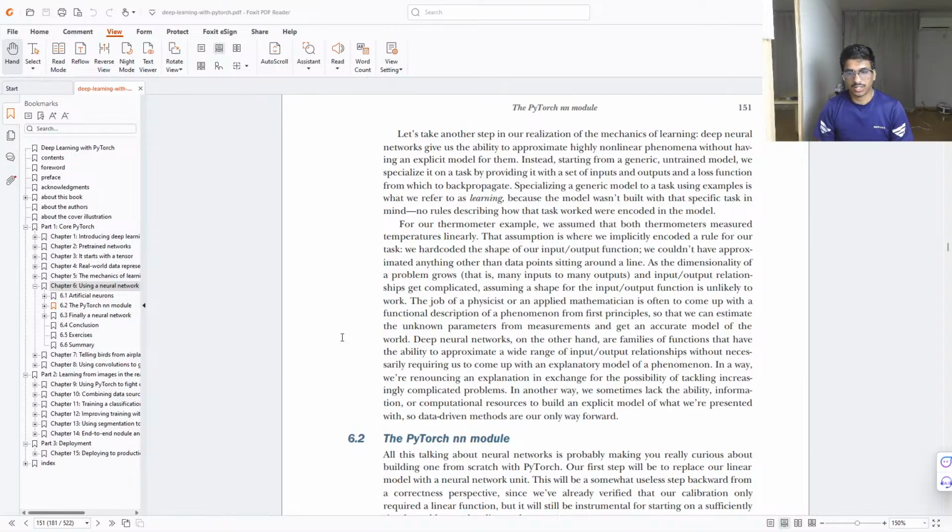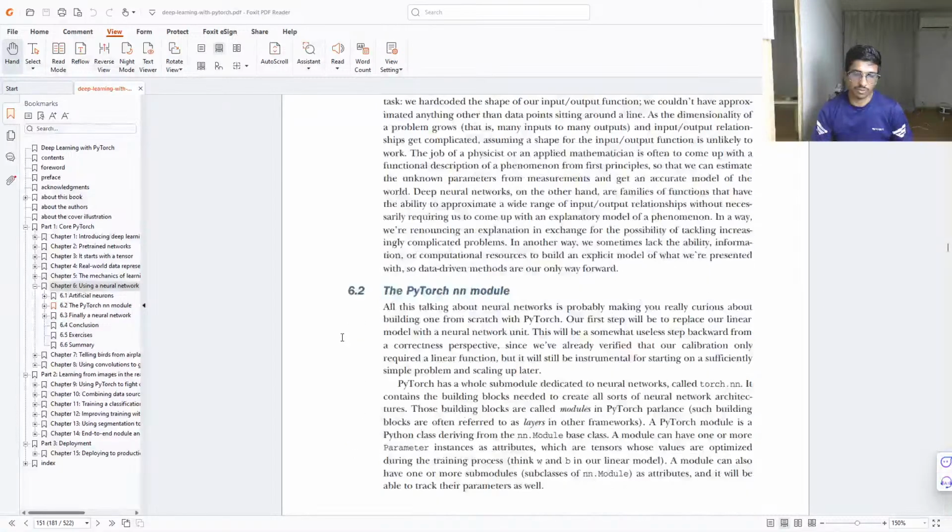Deep neural networks, on the other hand, are families of functions that have the ability to approximate a wide range of input-output relationships without necessarily requiring us to come up with an explanatory model of the phenomena. In a way, we're renouncing an explanation in exchange for the possibility of tackling increasingly complicated problems. In other words, we sometimes lack the information or computational resources to build an explicit model of what we are presented with, so data-driven methods are the only way forward.